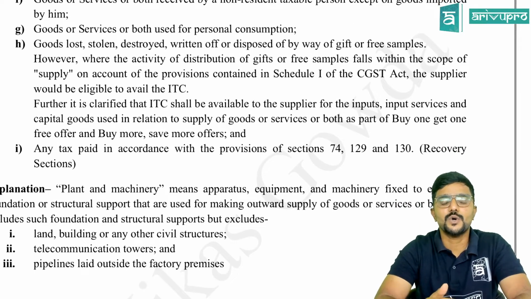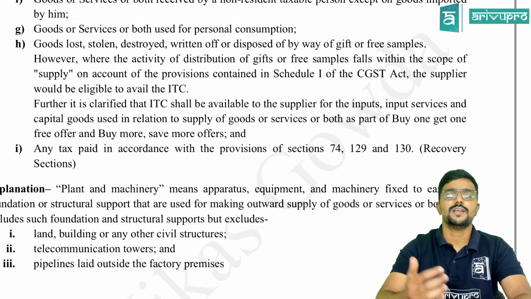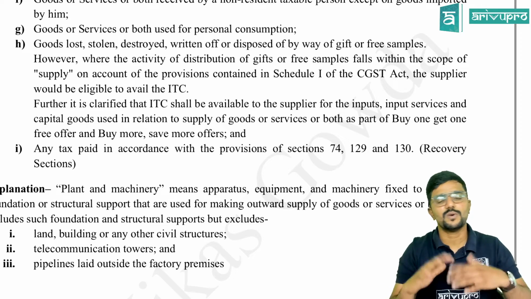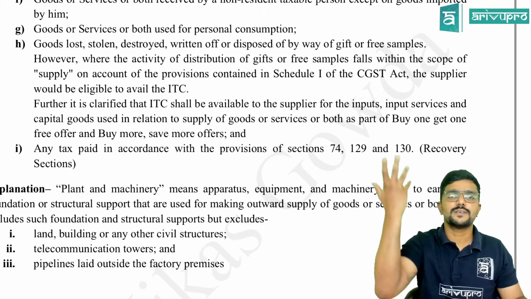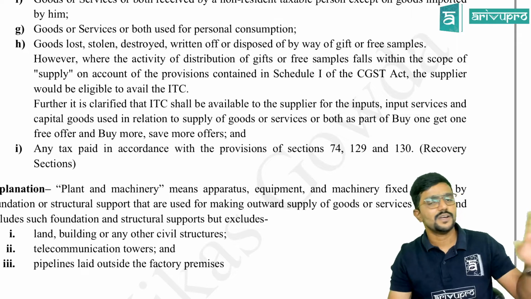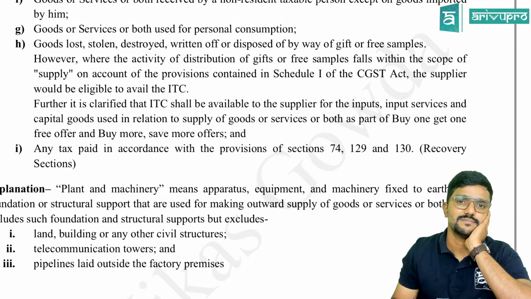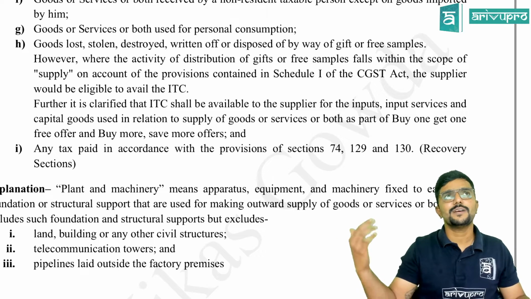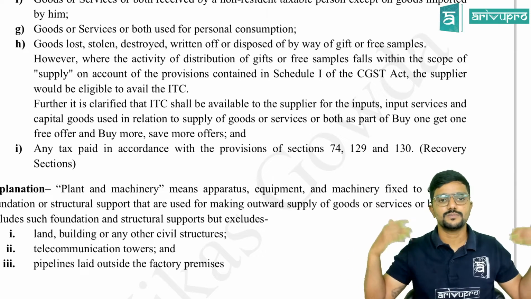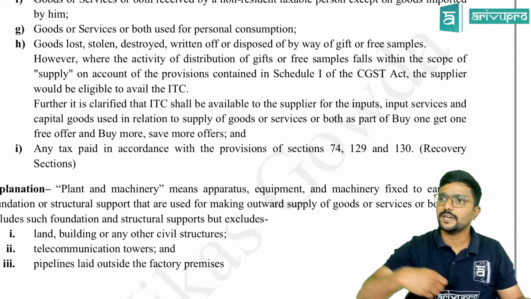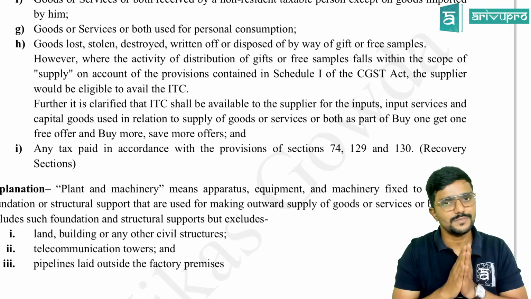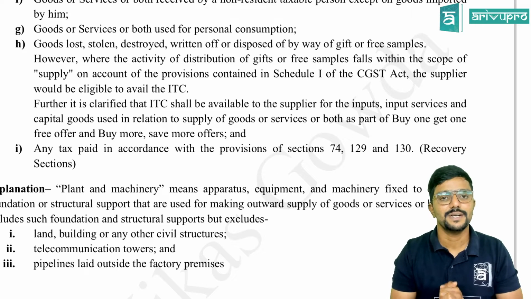Goods lost, stolen, destroyed, written off or disposed of by way of gift or free samples. Now, your goods have been lost by way of being stolen, destroyed, written off or disposed of. So on your outward supply, there is no tax. Government is not getting any tax. So they told that on your inward supply, please don't claim credit, because government is not ready to lose both. On your outward supply, government will not be getting any tax because you have lost the goods. Goods are stolen, destroyed by fire. You are giving it free of cost to the people. In that case, on your outward supply, you are not paying tax. So please don't claim ITC. That is what the department is telling.